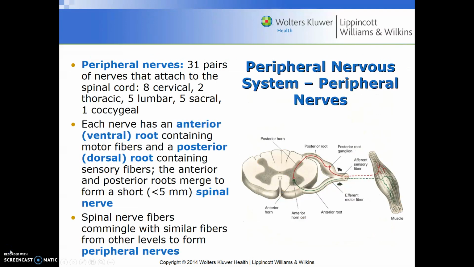There's 31 pairs of peripheral nerves that attach to the spinal cord: 8 cervical, 12 thoracic, 5 lumbar, 5 sacral, and 1 coccygeal. Each nerve has an anterior or ventral root containing motor fibers and a posterior root containing sensory fibers. The anterior and posterior roots merge to form a short, less than 5 millimeter spinal nerve. Spinal nerve fibers commingle with similar fibers from other levels to form the peripheral nerves.